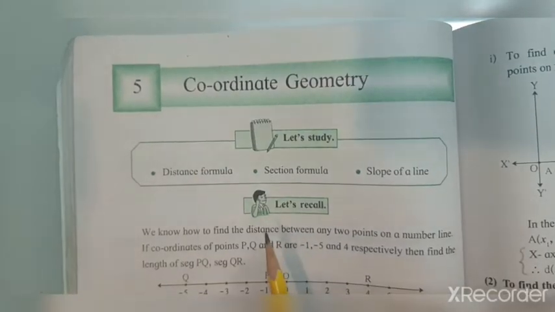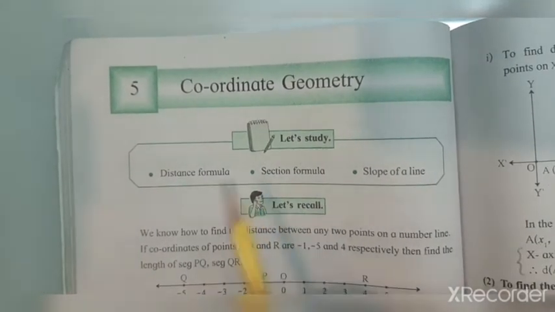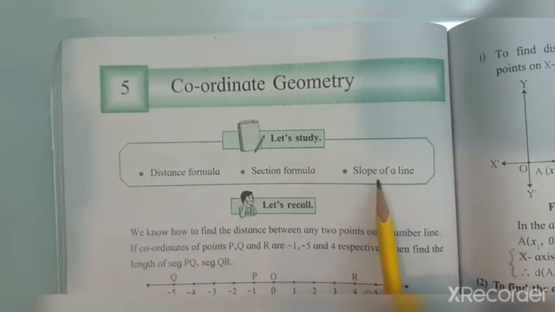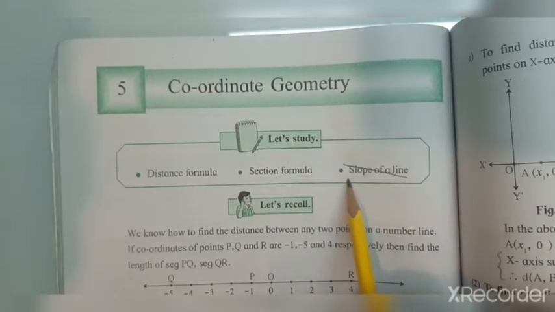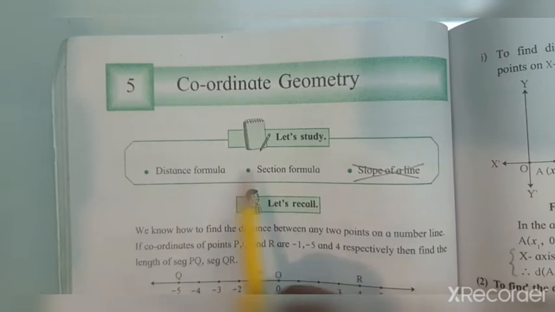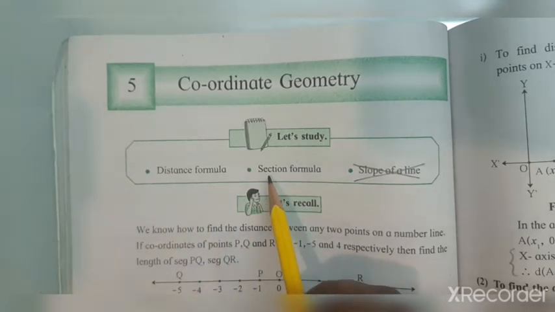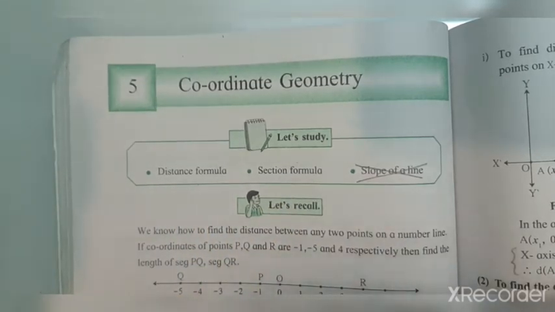Now coming back to the first page, page number 100. In this chapter, we are going to study the distance formula, the section formula, and the third topic, which is slope of a line, which we are not going to do this year. So basically we are going to do only these two topics, that is distance formula and section formula. That is only 5.1 and 5.2.